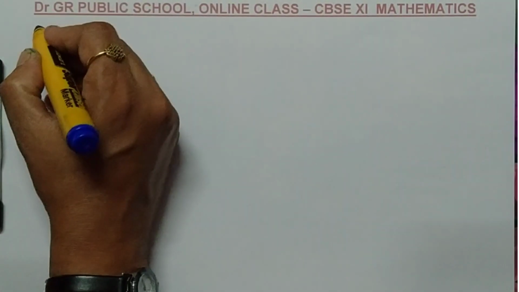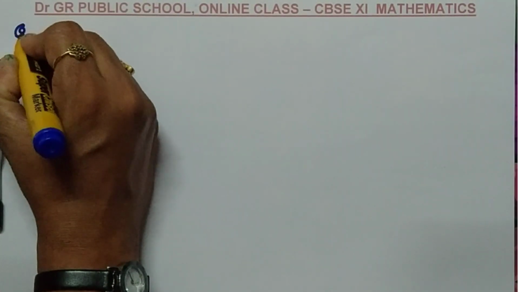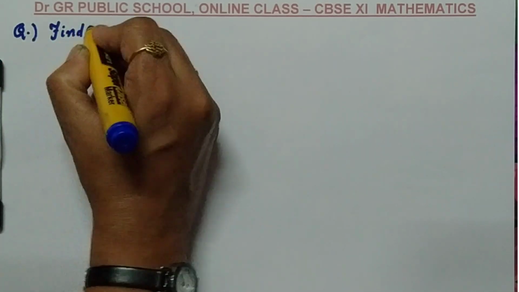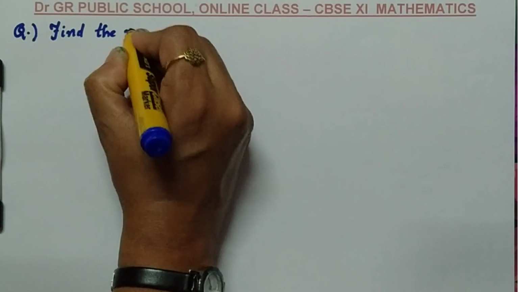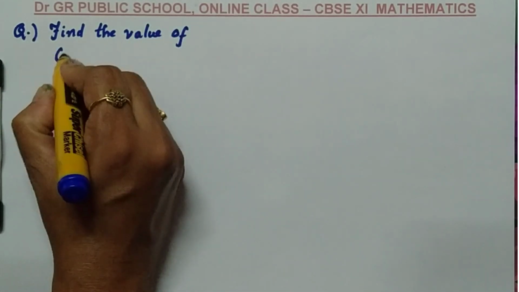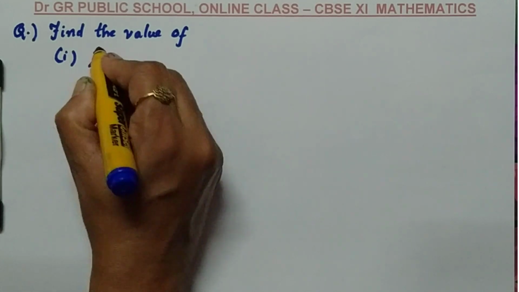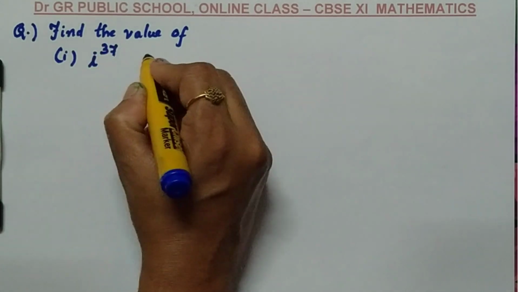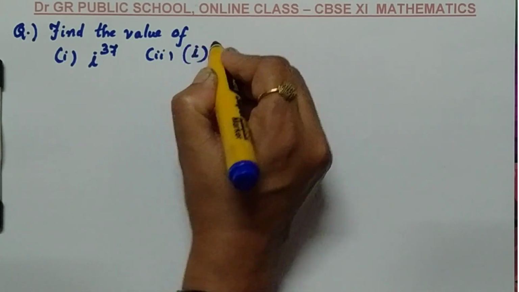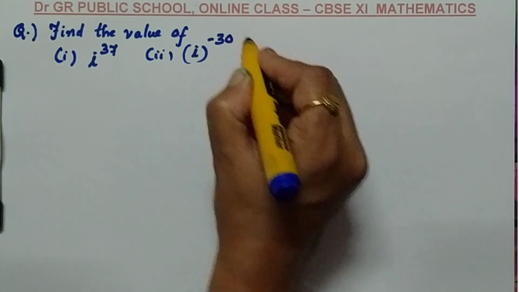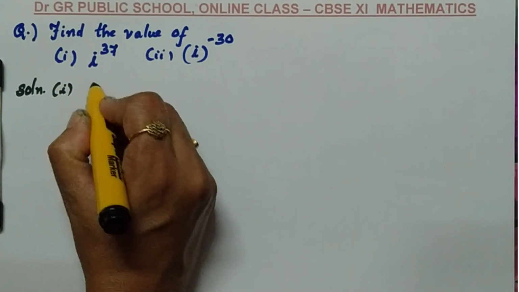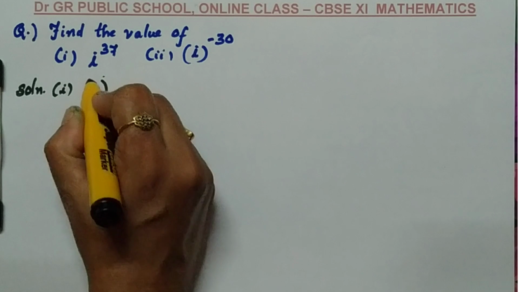Do some problems. Question 1. Find the value of: first question, i raised to 37. Second question, i raised to minus 30. First question, you know how to write i raised to 37.